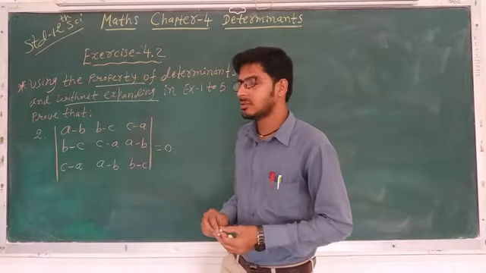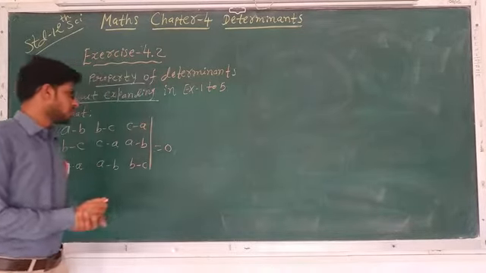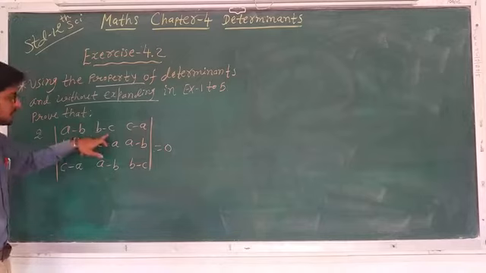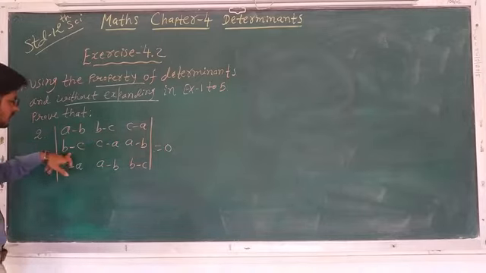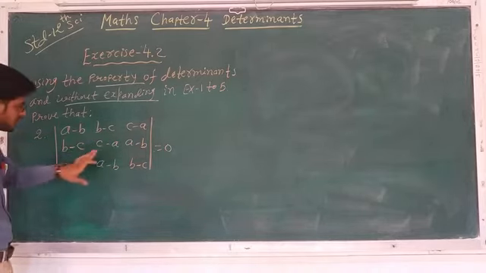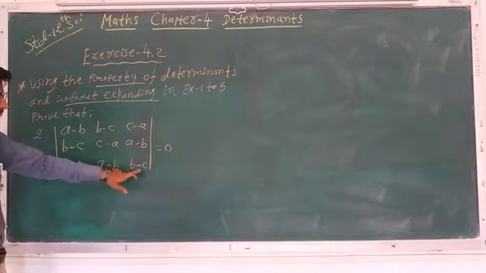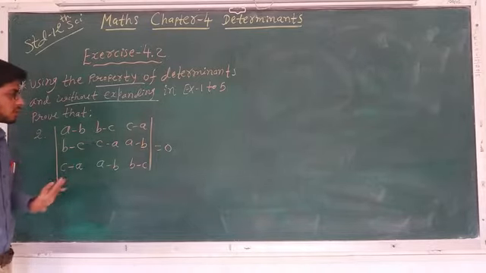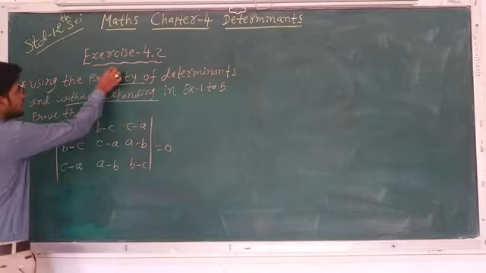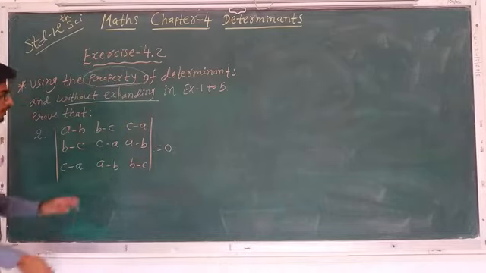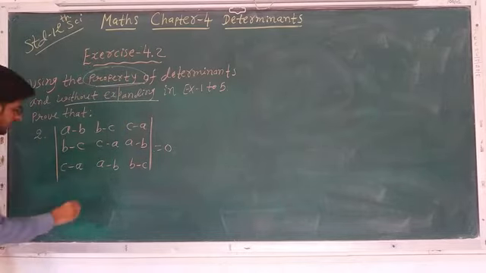Okay. Next, question number 2. Same thing, we have to prove that the determinant with rows a minus b, b minus c, c minus a; b minus c, c minus a, a minus b; c minus a, a minus b, b minus c is equal to 0. So we have to apply properties and prove it. Okay, so we will start from the left hand side.